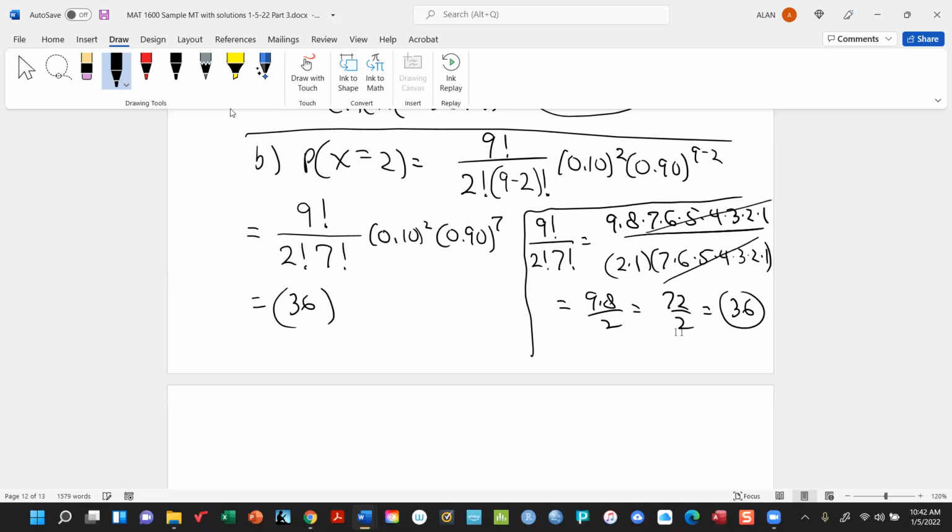Now, 0.1 squared is 0.01. And then finally, 0.9 to the 7th is 0.4783. And by the way, with these, unless the number is really, really small, you can feel free to round it to 4 places. That should be good enough. So this is about 0.1722.